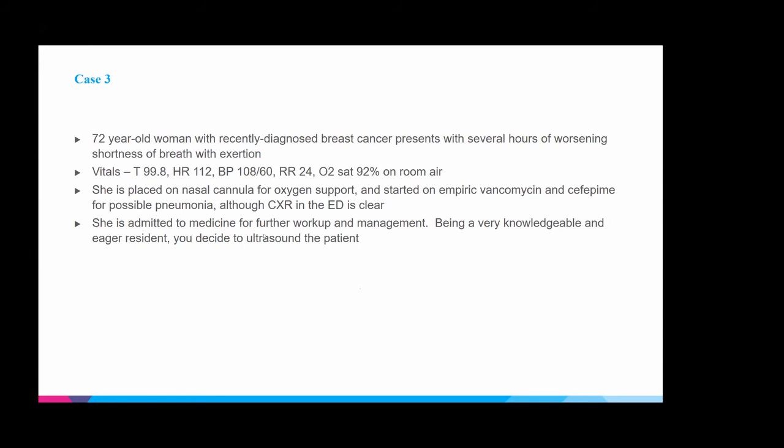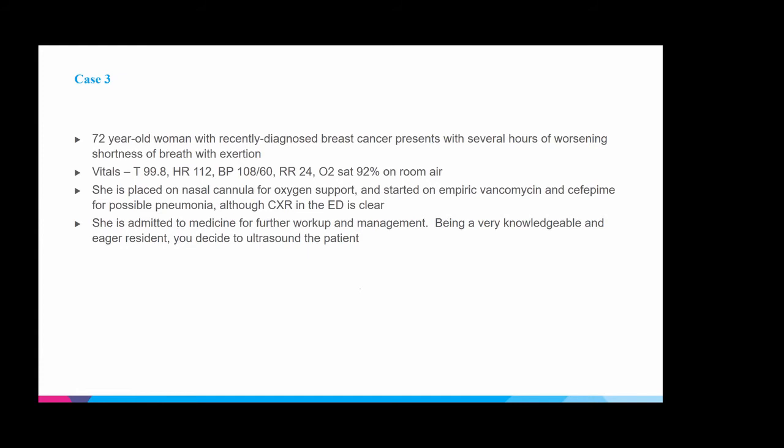All right, so the next case is case 3. So now we have a 72-year-old woman. She's recently diagnosed with breast cancer. She's coming in with several hours of worsening shortness of breath with exertion. She has a temperature of 99.8. She's tachycardic to 112, blood pressure is 108/60, respiratory rate's 24, and she's satting 92% on room air.